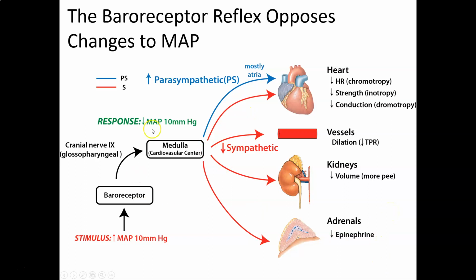To do that, we're going to have everything on this side go down. So on the right side, since the stimulus goes up on the left side, everything on the right side is going to go down. I like to do the sympathetic first, even though it looks more complicated.